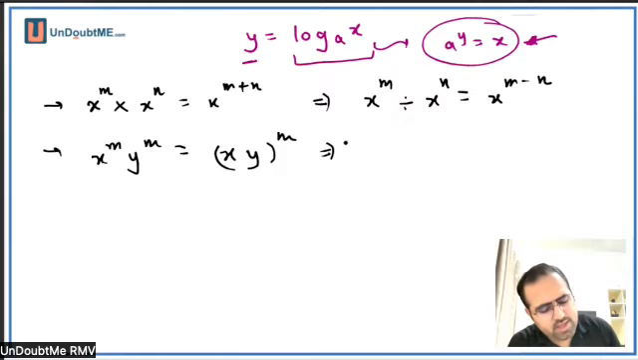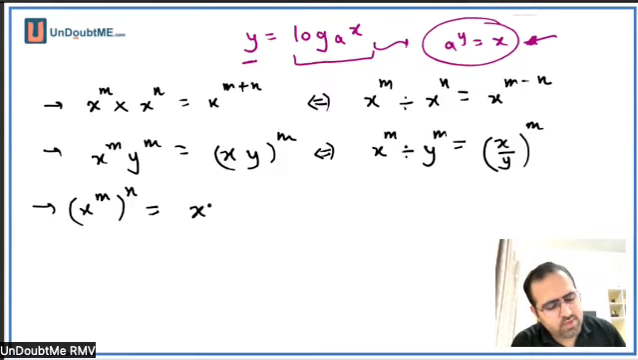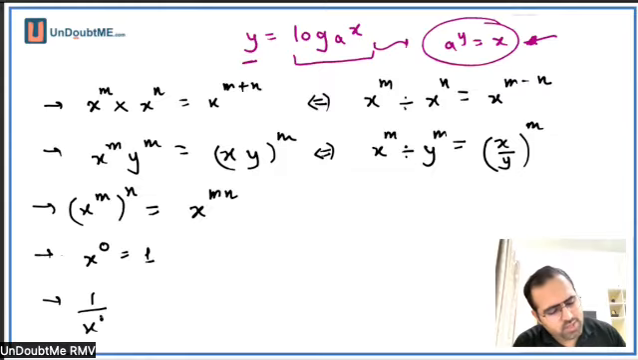And this thing is applicable if it is x to the power m divided by y to the power m, then it will be x by y to the whole power m. It will be applicable there also. If I have x to the power m to the power n, then it will be x to the power mn. If x to the power 0 is there, it will be 1. If 1 over x to the power m is there, it will be x to the power negative m.